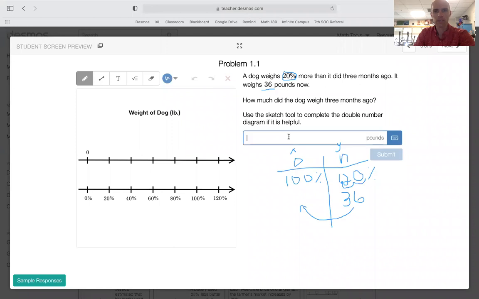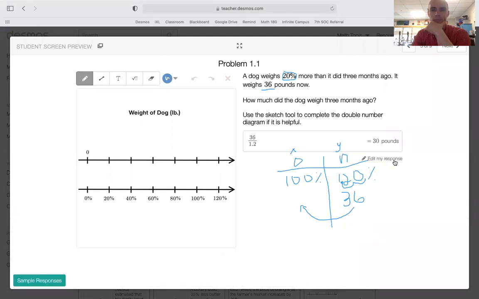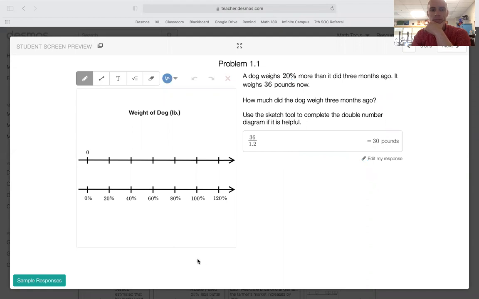So let me punch it in here. We go 36 divided by 1.2, and we get 30 pounds. So 3 months ago, the dog weighed 30 pounds, and it's gained 6 pounds since then. Okay, let's get that stuff off the screen, and let's do another one.